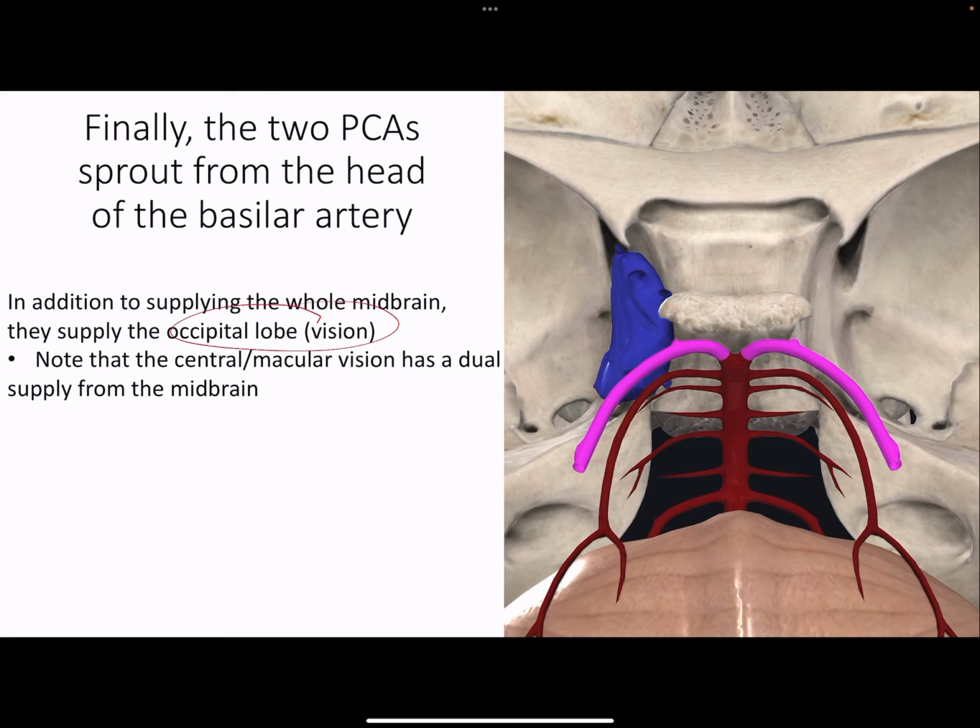These are going to supply the occipital lobe, which is important for vision. They're also going to supply the midbrain, the entire midbrain, the medial and the lateral aspect. Note, though, and we're going to come back to this, that the occipital lobe also has vasculature from the middle cerebral artery. So it's got a dual supply, at least the part of the occipital lobe that supplies central or macular vision. So if you have a PCA stroke or an MCA stroke, the central vision will probably be spared. It's probably an evolutionary thing because it's such an important thing to have central vision that maybe evolution naturally selected for people whose arterial blood supply overlapped, right? There's a Venn diagram of the MCA and PCA for the macular region.